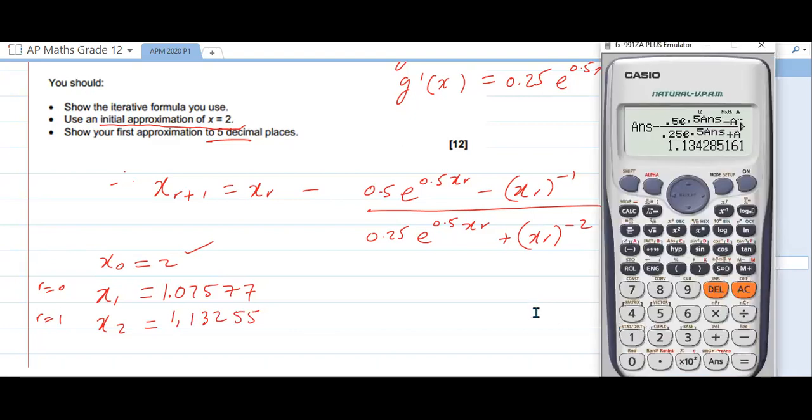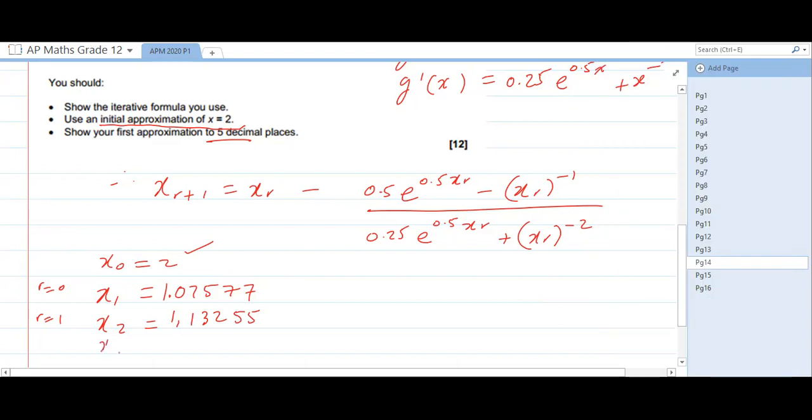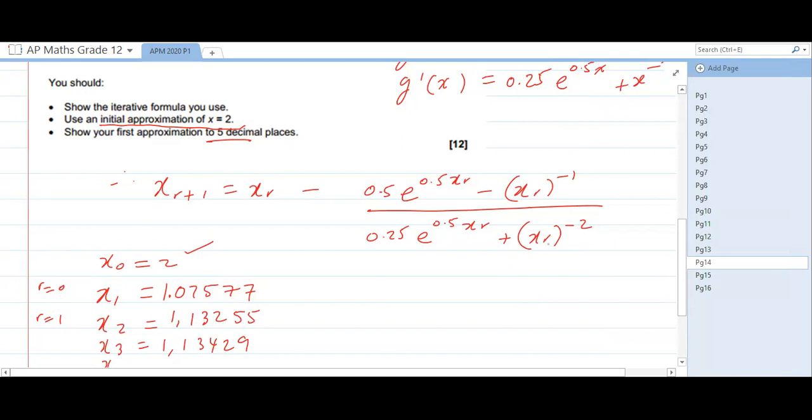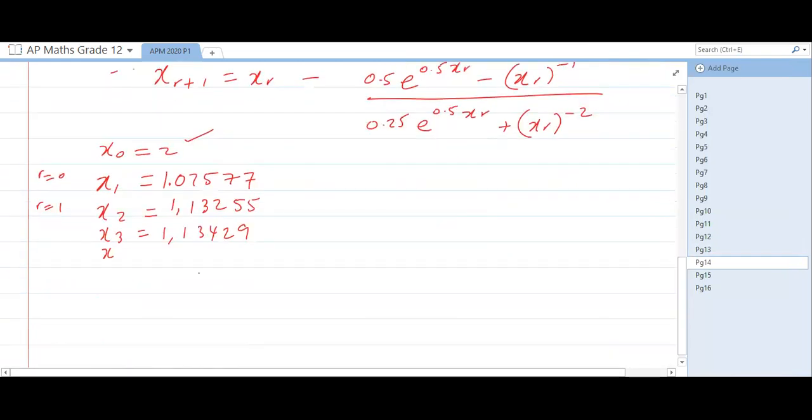We're getting x3, 1.13429. Okay, so 285, so 29, and then press equals again. We will get 1.13429, so x4 is 1.13429. We stop because we wanted 5 decimal places.